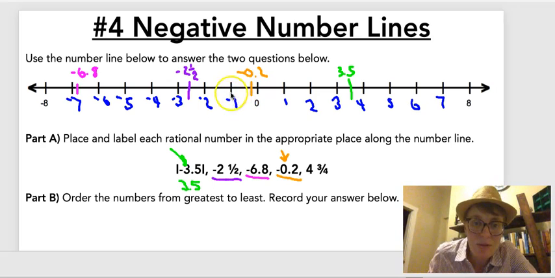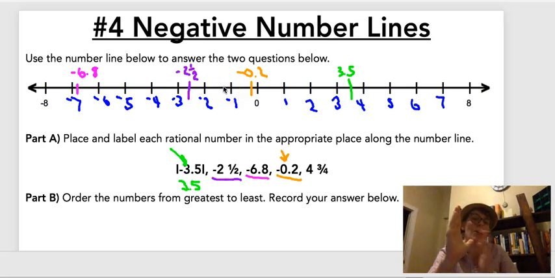On your FSA, some Kipsters put their spot right here. But this is not negative 0.2, this is negative 1.2 because it's in between negative 1 and negative 2. So we have to be really careful there.